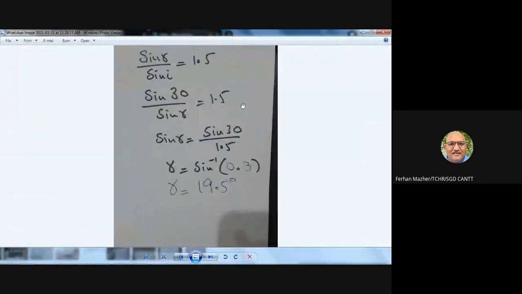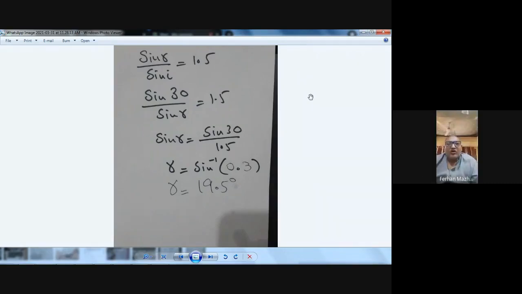So this is showing on your screen. Can you see that? Yes, sir. Okay. So sine r, because we always put that angle in the numerator which is in the rarer medium. So I will put the angle of refraction in the rarer medium. So sine r divided by sine i equals 1.5.